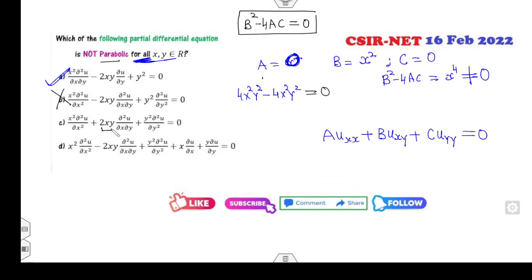Third one: 4x square y square minus 4x square y square which is again 0. Yes, it is a parabolic. Look at the last case. It's a 4x square y square minus 4x square y square is 0, again the parabolic. So right answer is A, the correct option.